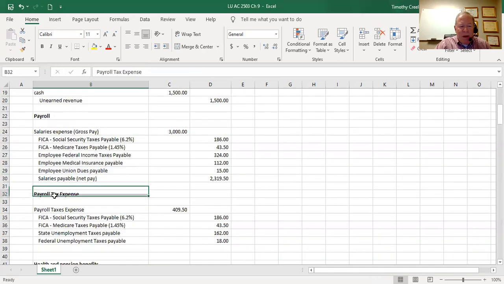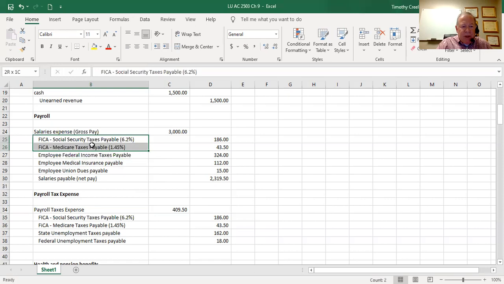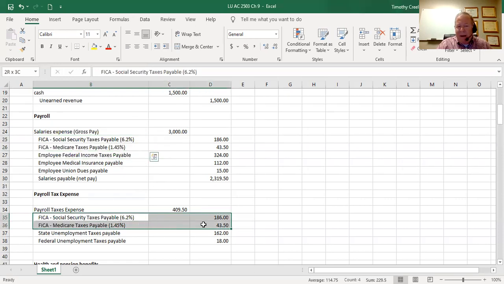Another aspect of that is payroll tax expense. Payroll tax expense is simply the expense that your employer has to pay in order to employ you, and this is paid to the government. So basically, whatever is taken out of your check for Social Security and Medicare, your employer has to match.